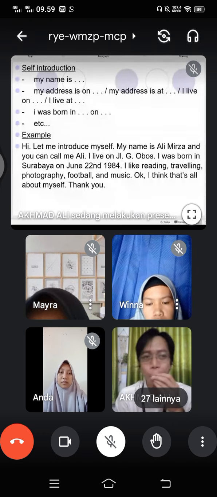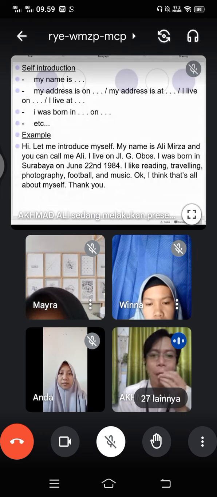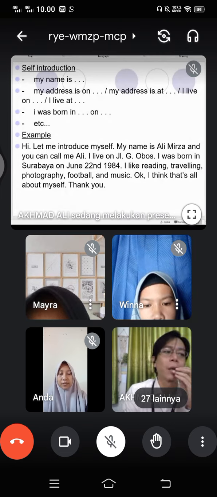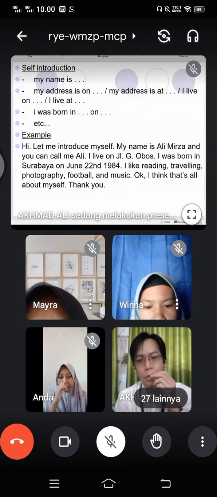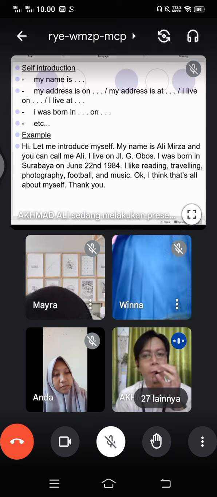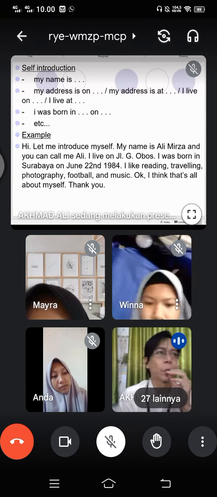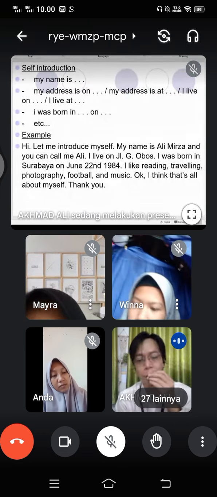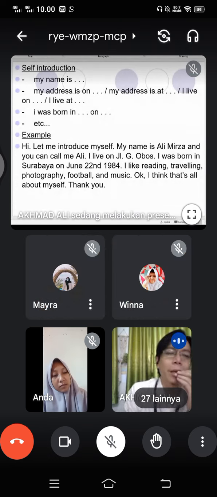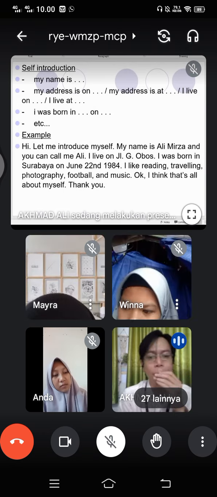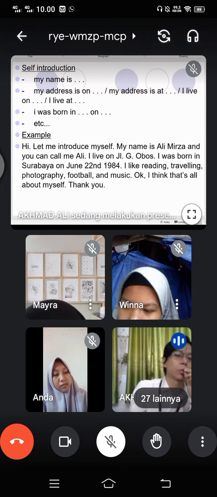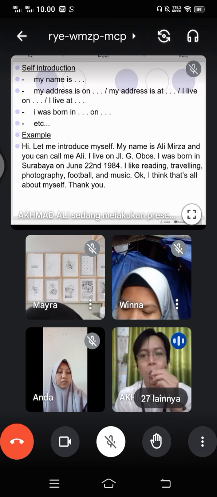So once again, when we give a speech, whatever the type of speech, don't forget to involve three parts. The first is the opening. The opening can be in the form of a greeting, and then the core or the body. The body is the main speech that we want to tell. And the last part is the closing. Okay.